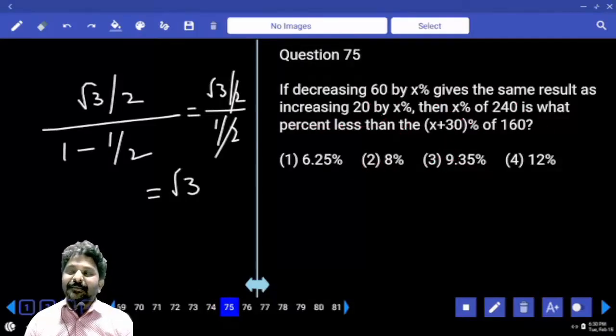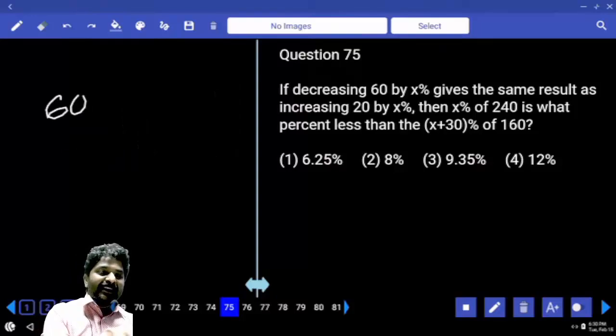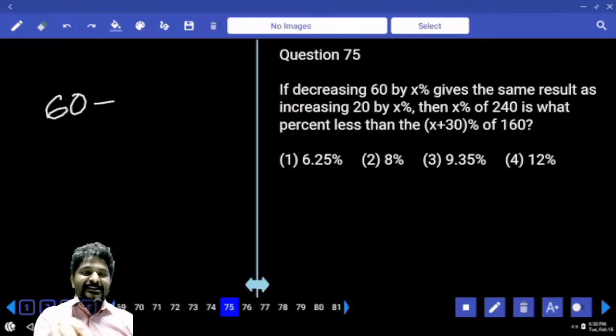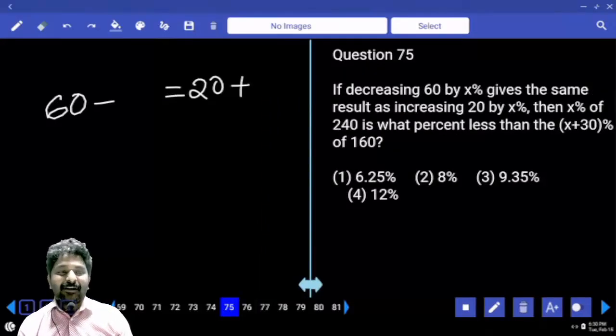If decreasing 60 by x% gives the same result as increasing 20 by x%. The number you get when you decrease 60 by some percentage is equal to the number you get when you increase 20 by the same percentage.